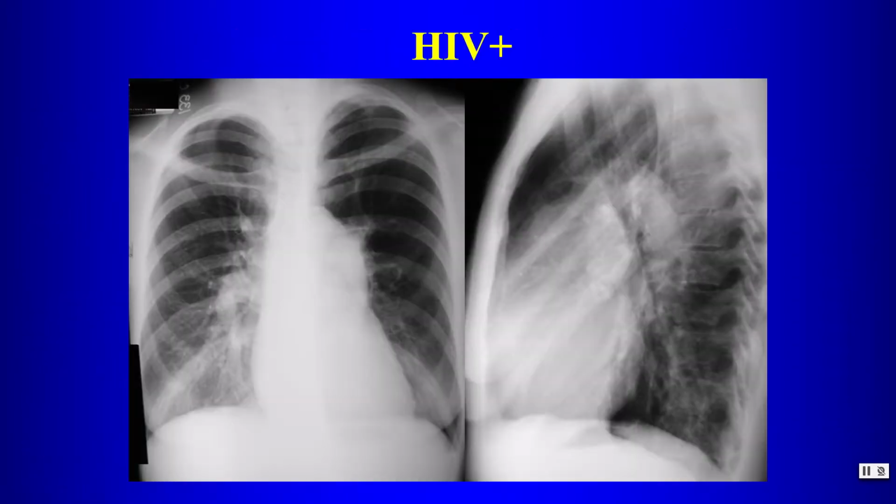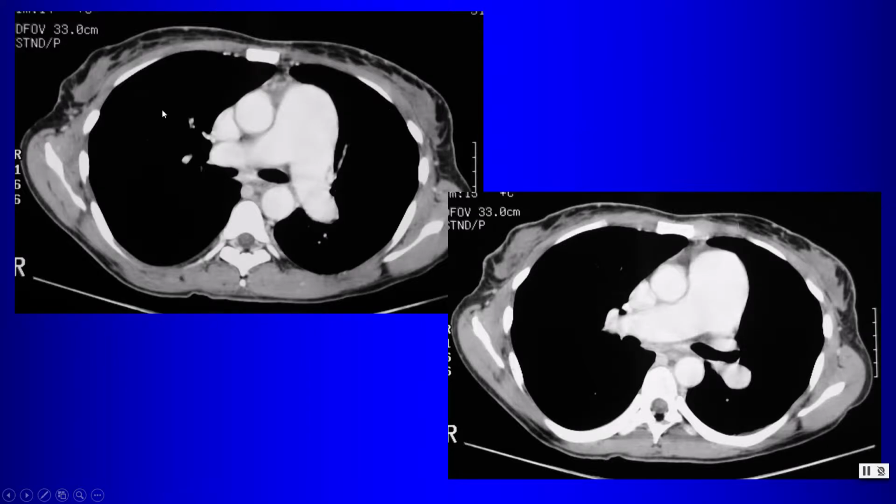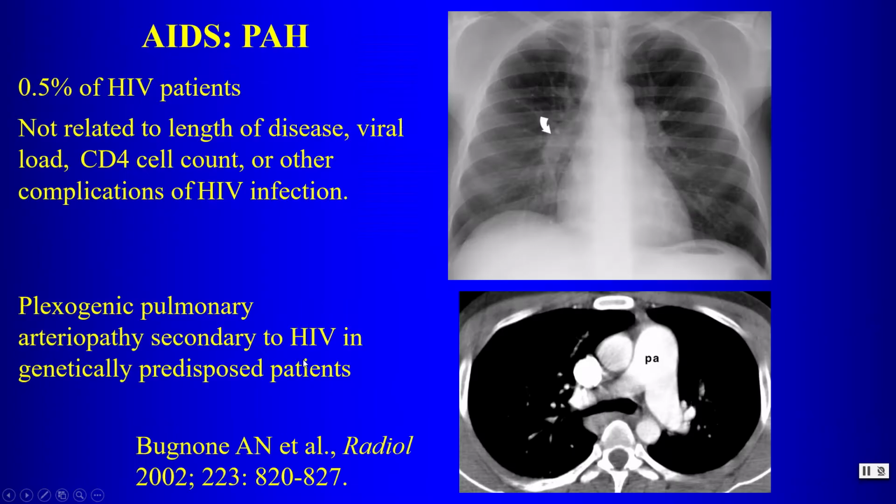Moving on, our next patient who's HIV positive has marked enlargement of the main pulmonary artery. There's also enlargement of the right pulmonary artery. You can see on the lateral view this enlargement of the main and the right pulmonary artery, and enlargement of the left pulmonary artery there. Notice the right ventricle also appears enlarged. Well, this patient has pulmonary hypertension associated with HIV, and we can see that nicely on the CT, showing the marked dilatation of the main pulmonary artery and the right and left pulmonary arteries.